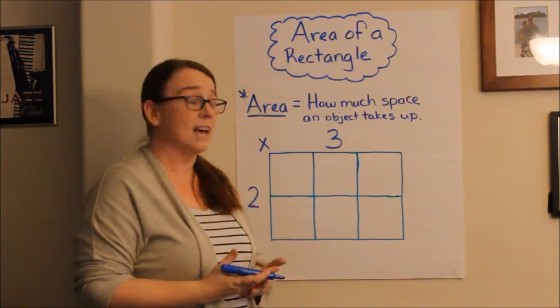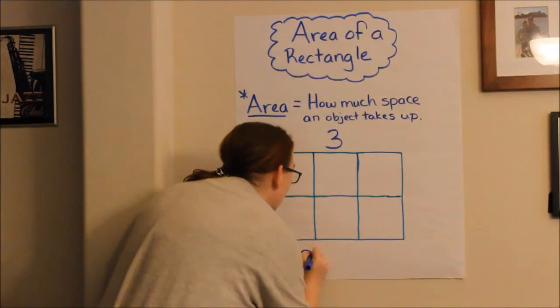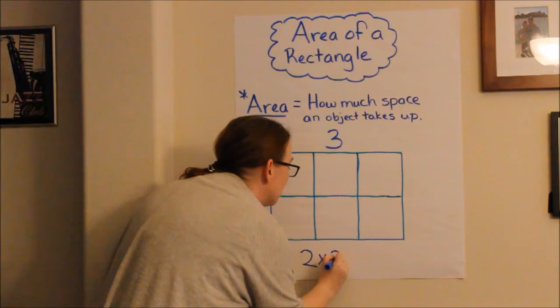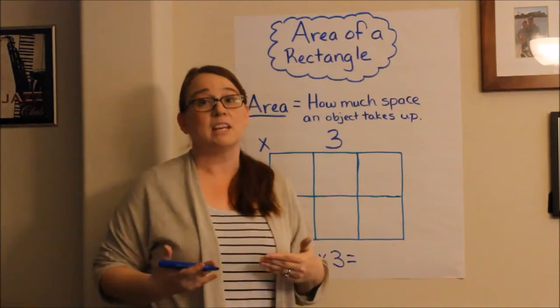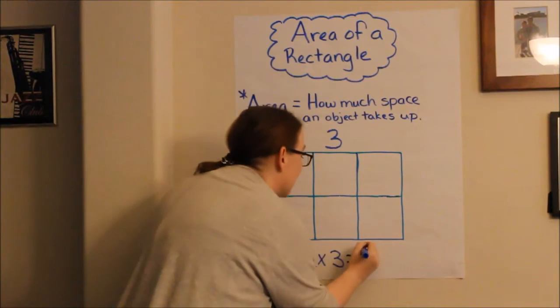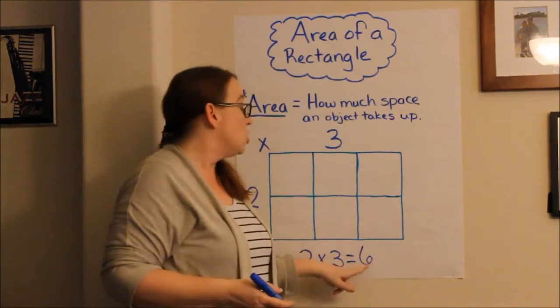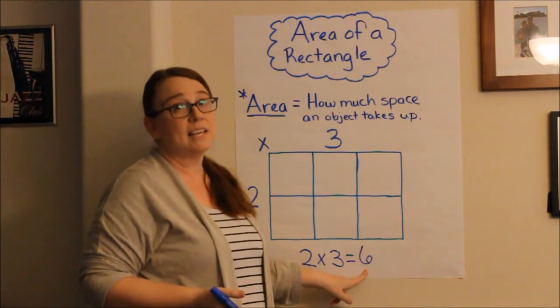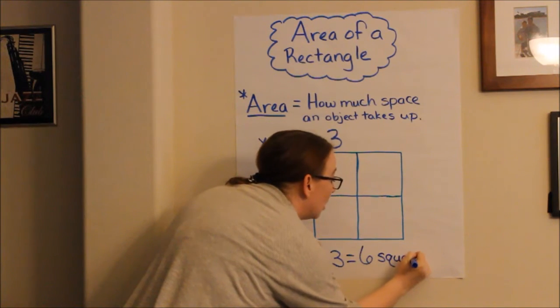So to find the area, you would just multiply 2 times 3, which, of course, we know 2 times 3 is equal to 6. You just need to make sure that since we are doing area, you need to label it not just with a 6, it needs to be 6 square units.